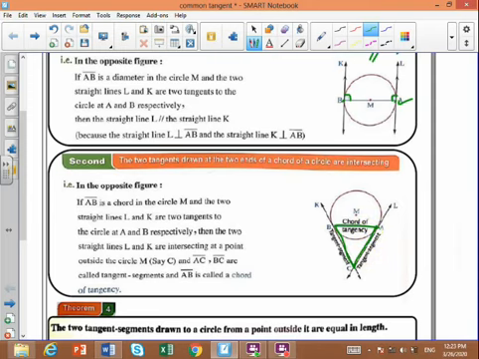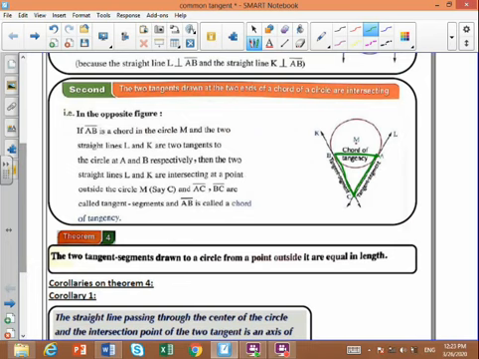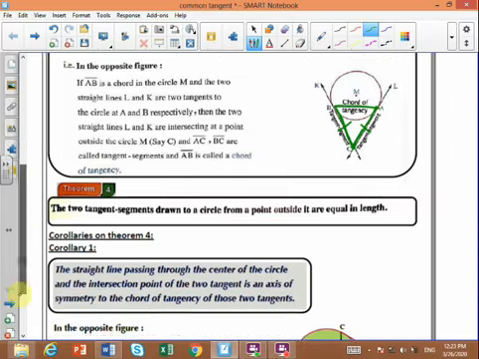Okay, I have here a theorem for the 2 tangent segments. Where are the tangent segments? We have just said that these are the 2 tangent segments to a circle from a point outside it, and they are equal in length. These 2 tangent segments which are drawn from outside the circle are equal in length. Okay, there are 2 corollaries for the theorem.